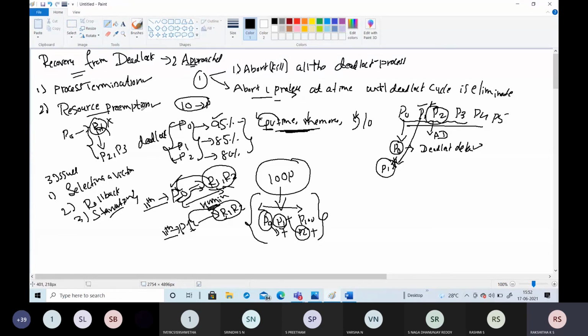And the second approach is resource preemption. We forcefully remove the resource and allocate it to another process which has been waiting for a long amount of time. There we see three different issues: selecting a victim, rollback, and starvation. So this completes the different methods for handling deadlock recovery.